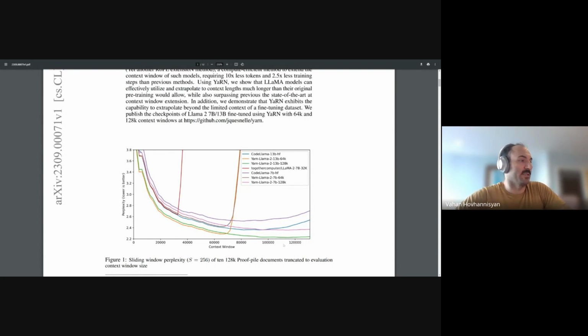Here we have on the x-axis the context window of the model, and on the y-axis we have perplexity. Perplexity is the most common metric when measuring LLM performance. Roughly speaking, it is an inverse of the average likelihood of predicting each token given the previous tokens. The way the model works is that everything before the current token goes as input, and then we predict a likelihood for the next token.